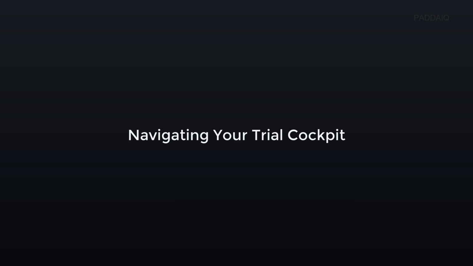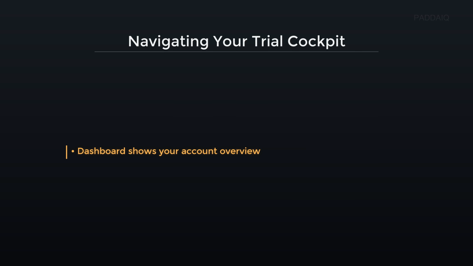Navigating your trial cockpit. Dashboard shows your account overview. This means you can see all your key account information in one central screen. For example, it displays your available cloud credits, active services, and regions, like checking your bank statement to see balances and recent transactions. This gives you immediate insight into your account's status and usage.